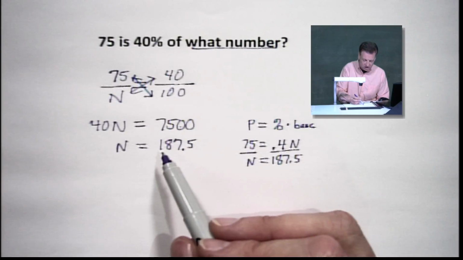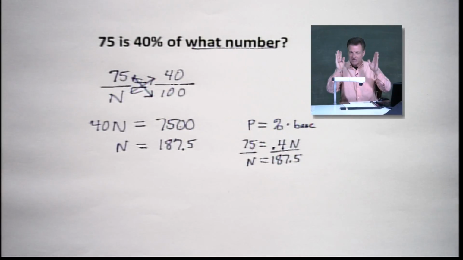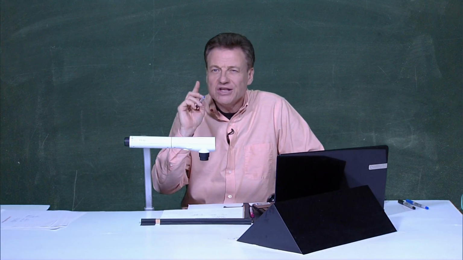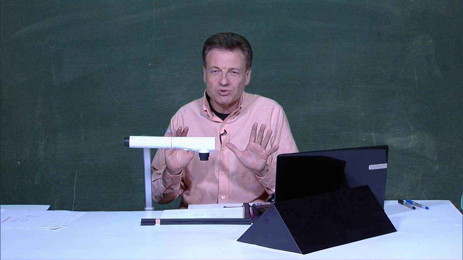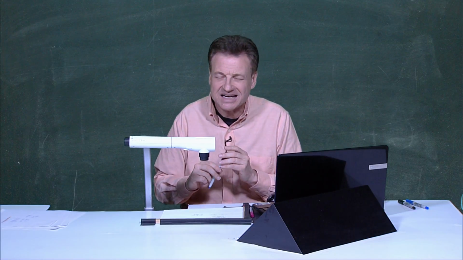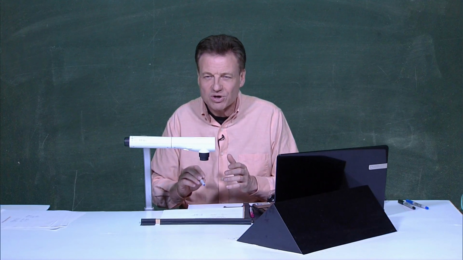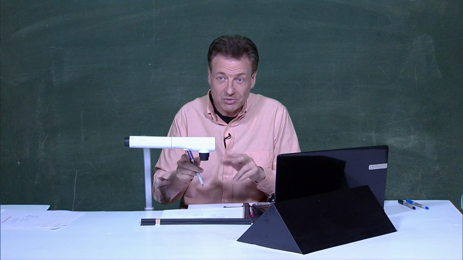With the proportion, the part over the base, percent over 100, if you can figure out which is which, and percent always goes over 100, you've got it made. It works great, all right? Hey, that's a little bit of introduction to percents. We're going to play with them some more because I want to make it seem simple to you. I think when you do those proportions, it really is simple. Even when you do the decimals, it can be simple, as long as you keep your rules in line.